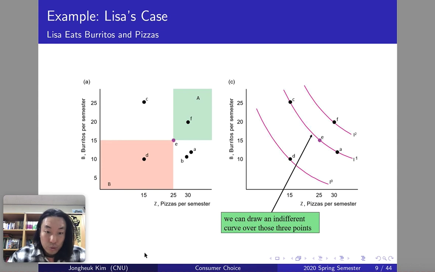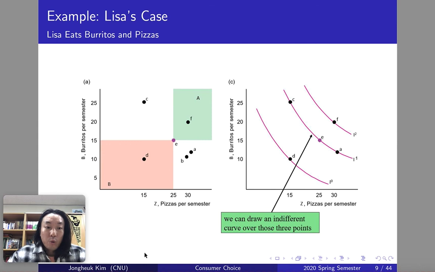But we definitely know point F is strictly preferred to point E and point D. So point F must be drawn on another indifference curve. We can name it I2. Okay, any point on I2 is strictly preferred to I1 and I0. How about I0, which includes point D? We know point D is less preferred than point F and E. So D should also be drawn on a different indifference curve.